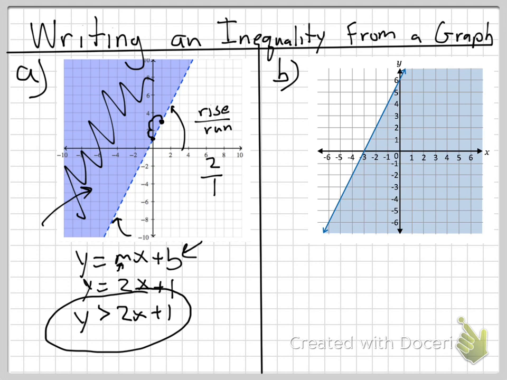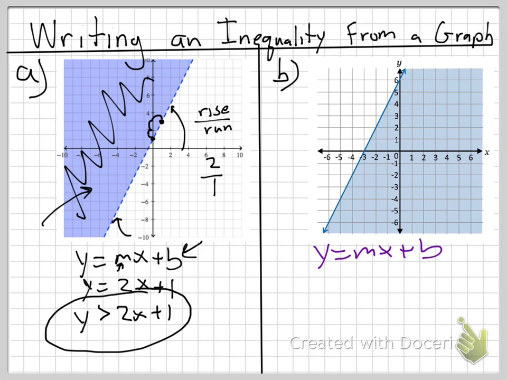Okay, now let's go to our b. We'll do this one in purple. Same thing applies. What we're going to do is write this as y equals mx plus b first. We're going to find our b, which is our y-intercept, and then our slope, which is our m. And we're going to apply the inequality after.